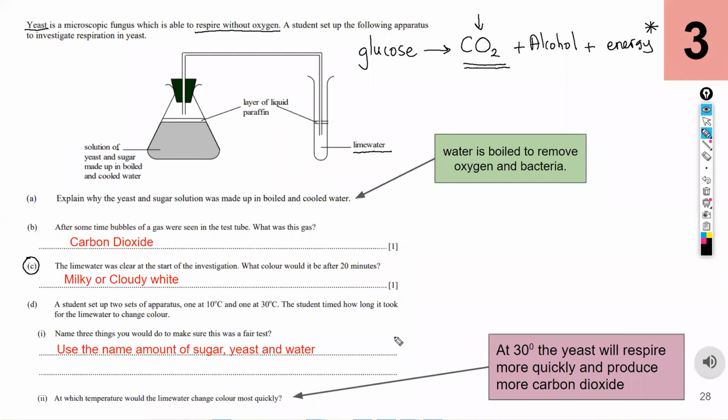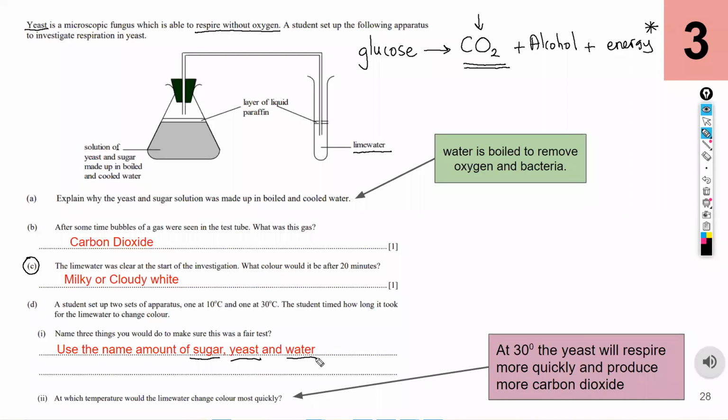You just take lime water and add carbon dioxide, and if it turns milky or kind of cloudy, then you know that it is carbon dioxide. Right? So D part 1. Remember, if you're doing this test more than once, you want to make sure it's a fair test. If you're doing it at 10 degrees and you're doing it at 30 degrees, to make it fair in both tests, you should use the same amount of sugar, the same amount of yeast, and the same amount of water.